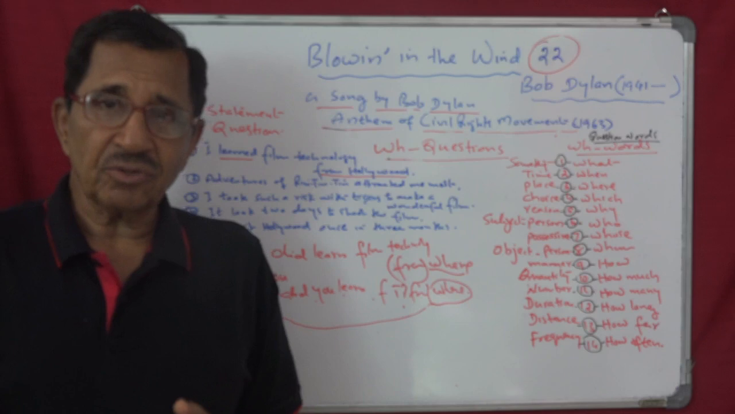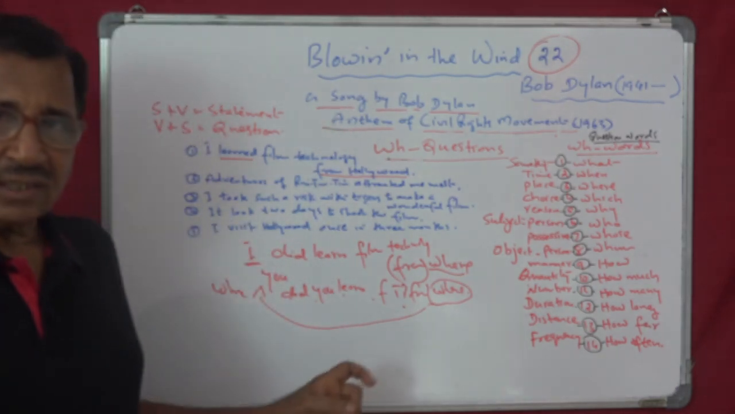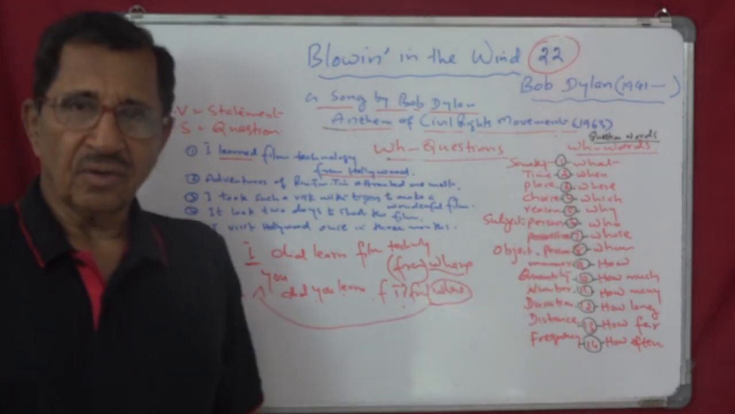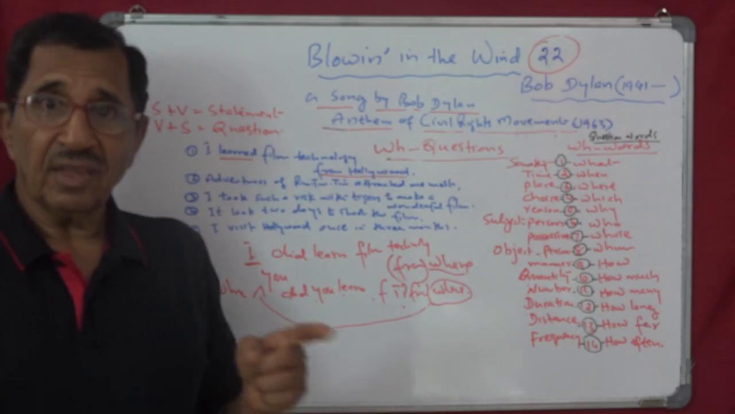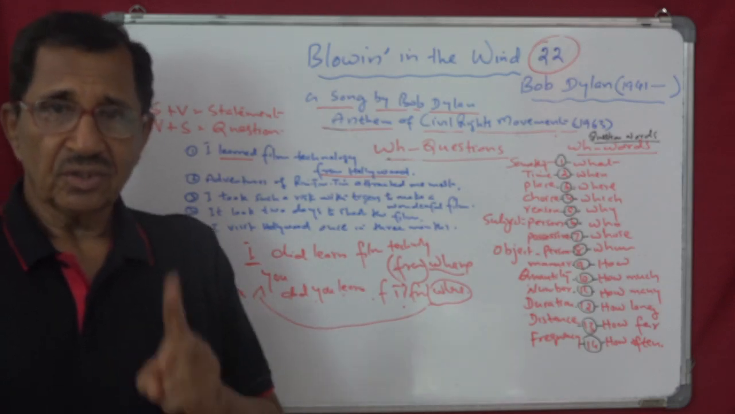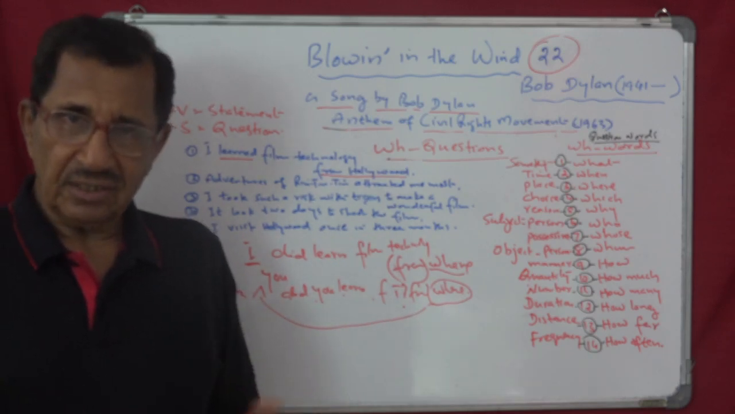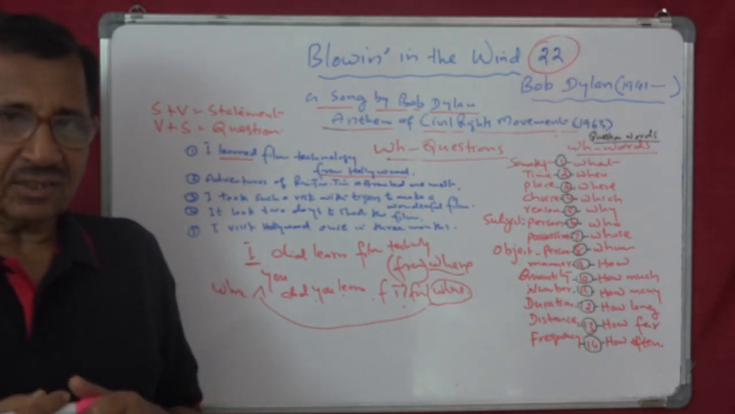Suppose you want to ask the question what? You can do the same thing. What did you learn from Hollywood? What will be the answer? I learned film technology from Hollywood. So two questions are possible. One is a where question, the other is a what question. I think that is now clear.